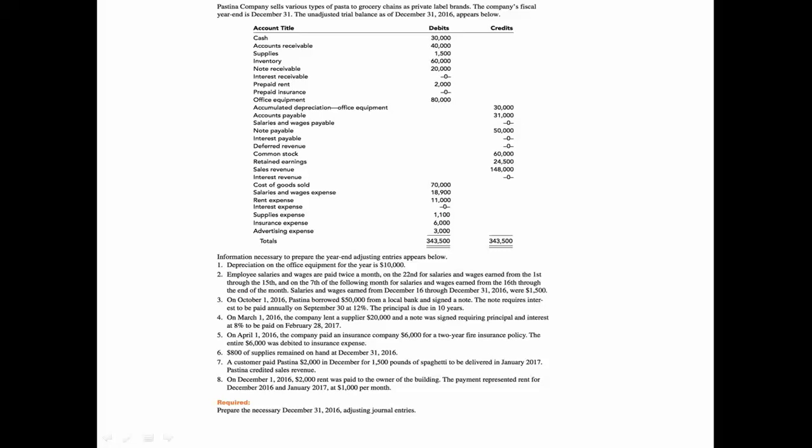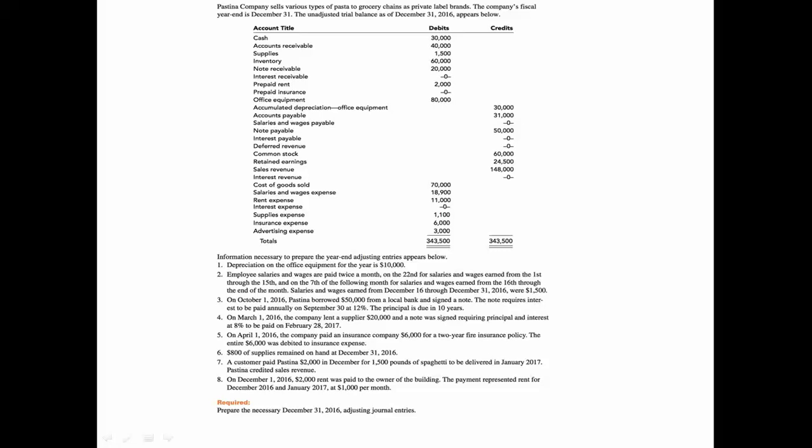Number 5, April 1st, the company paid an insurance company $6,000 for a 2-year policy. The entire $6,000 was debited to insurance expense. So what does that mean? The entry can be confusing due to the passage of time. So originally it was incorrect. We understated net income, right? Because we took that whole amount and we debited insurance expense, credited cash. So everything went to the income statement.